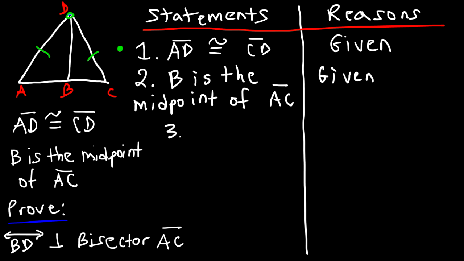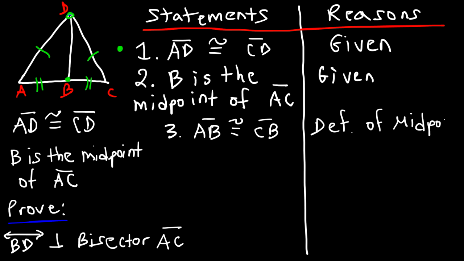So now we can move on to step 3. If B is the midpoint, what conclusions can we draw? If B is the midpoint, then AB is congruent to BC. So AB is congruent to CB, and that's based on the definition of a midpoint. So now, step 4. Oh, by the way, since AB is congruent to CB, that means that B is equidistant from AC. So now that we have 2 points that are equidistant from the endpoints of segment AC, we can make the final statement, which I'm going to put over here.